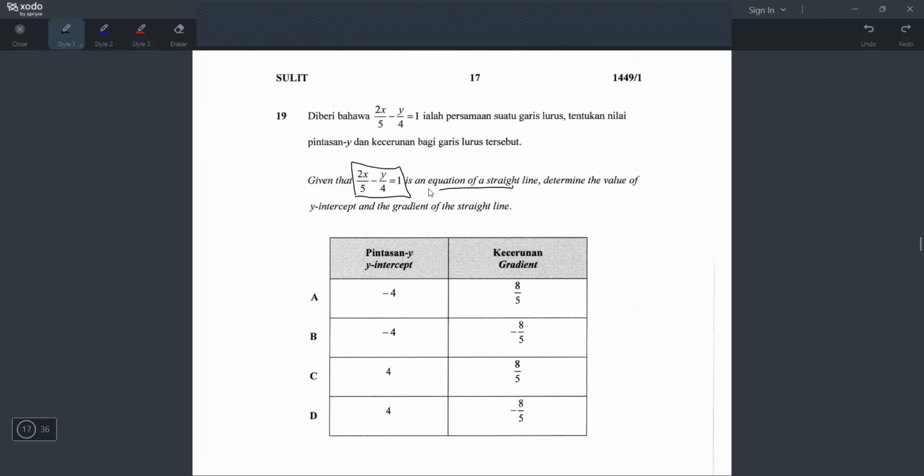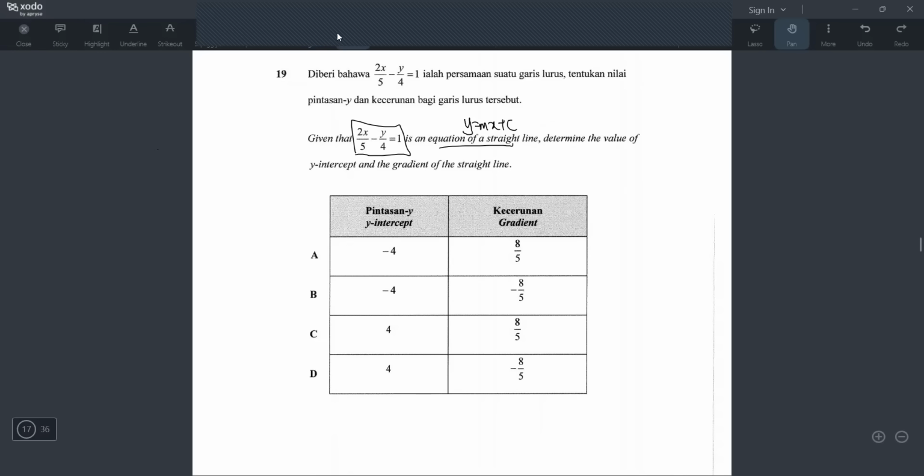Okay, the most common method is to change to y equals mx plus c. This is the first method. But there's another faster way to do this. I will explain using this slow method first. The slower way to do this type of question is to change to y equals mx plus c, because all equations of a straight line can be changed to this form. So when you change to mx plus c, you can get your y-intercept and your gradient automatically. Because m is the gradient, c is the y-intercept, right?